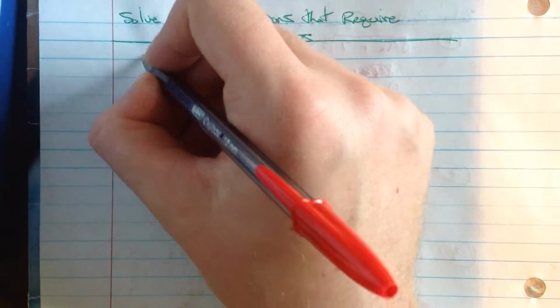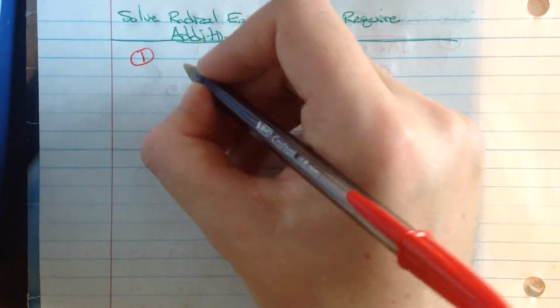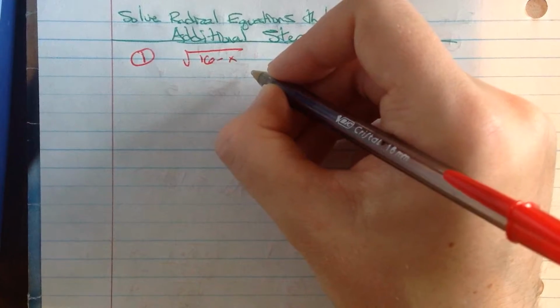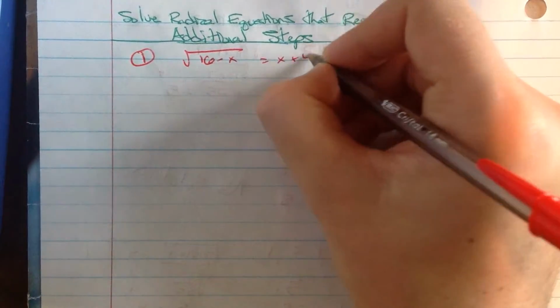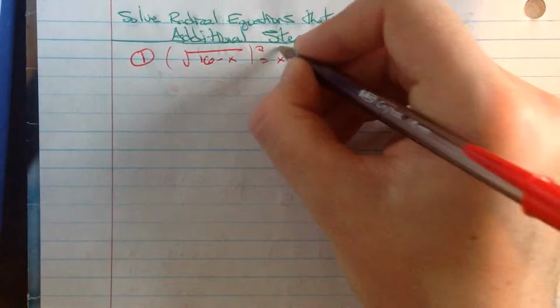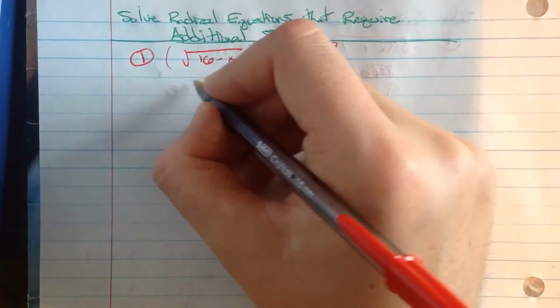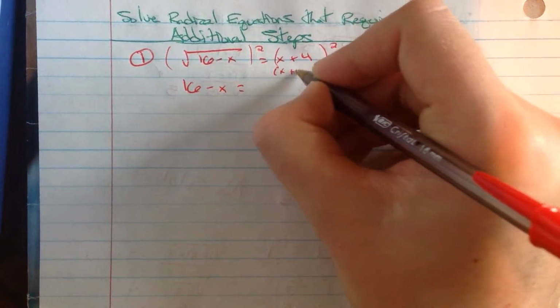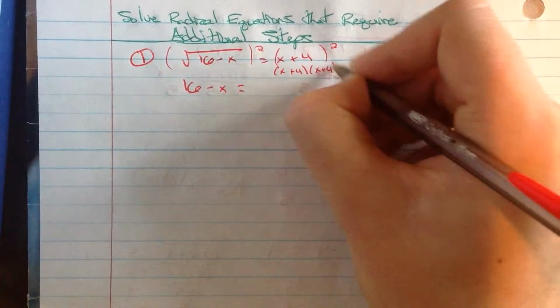Solving radical equations that require additional steps. These additional steps are things like getting square roots by themselves. So, given something like this, the square root is already by itself, so we can square both sides. So we get 16 minus x equals, squaring this side is the same thing as having two of them.